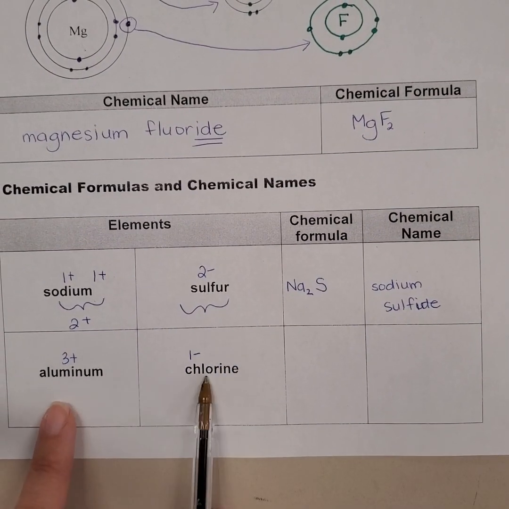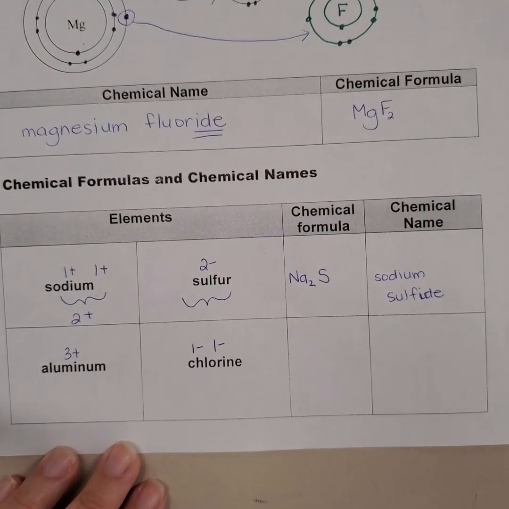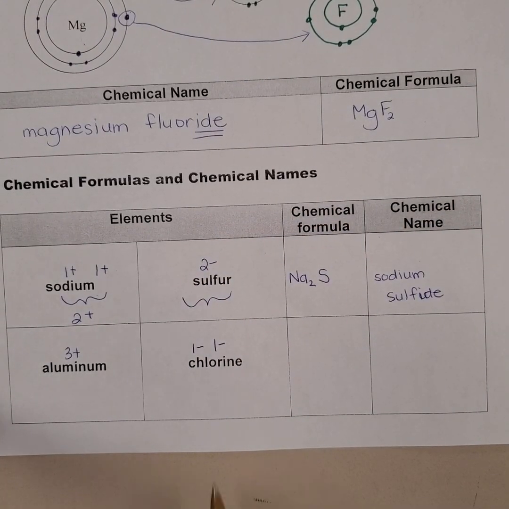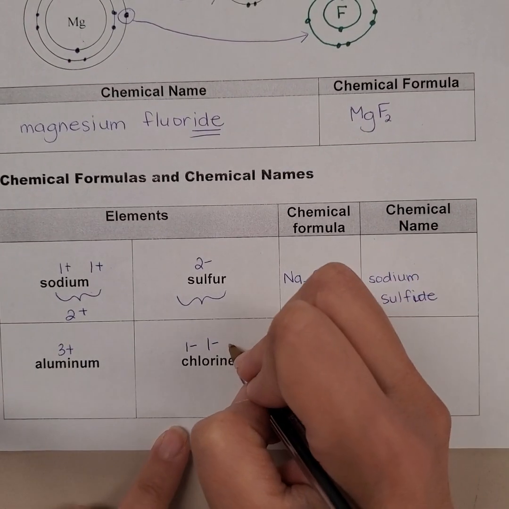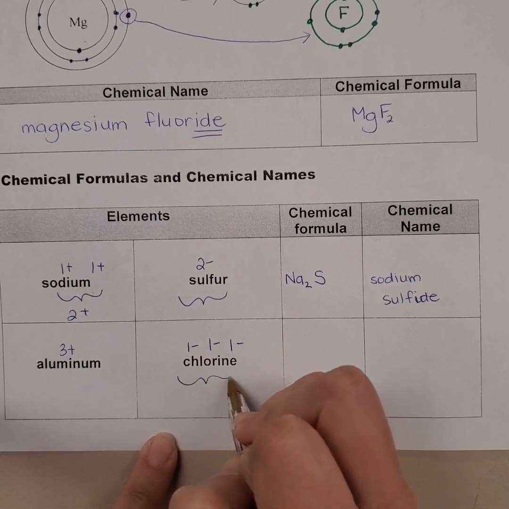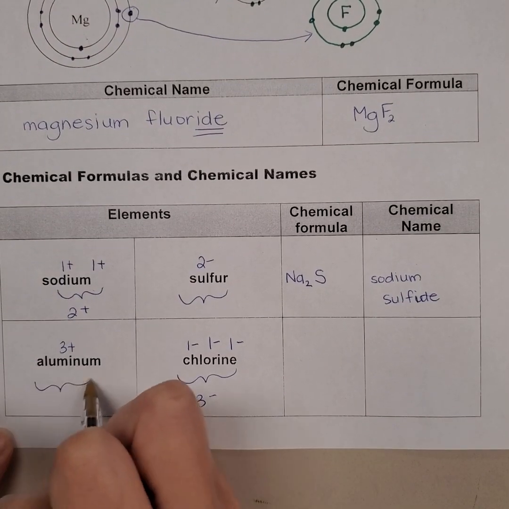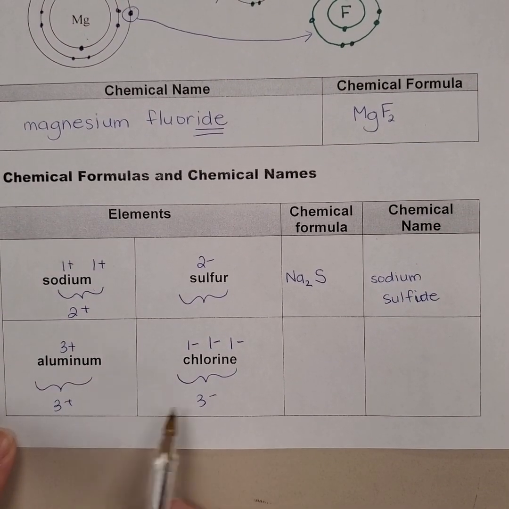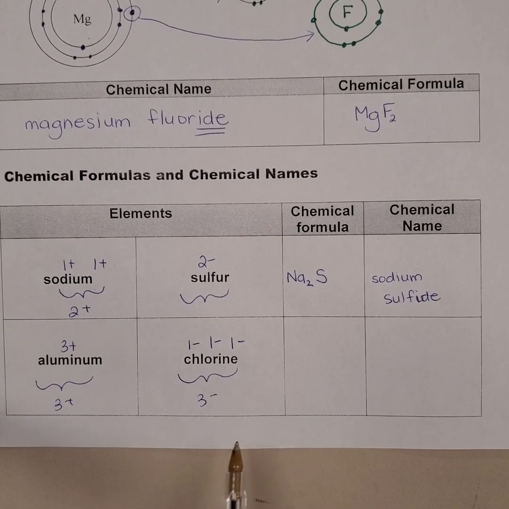So in order to balance out my charges, I'm going to need to add some more chlorines. So I add another chlorine atom, then that gives me 2-, but that's still not going to balance out that 3+, so I need to add another chlorine. So in total, my charge over here is 3-, and over here my charge is 3+, and that's what I want. I want them to have the same number, just opposite signs.